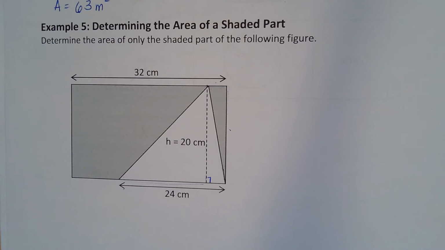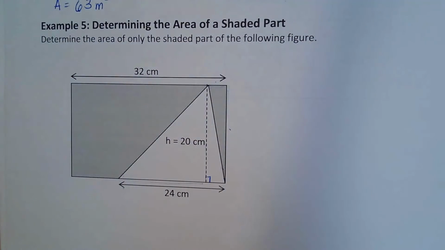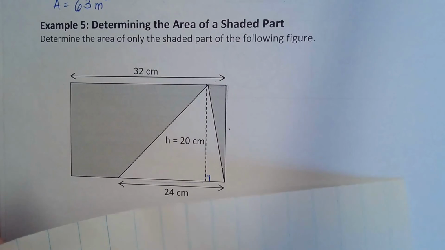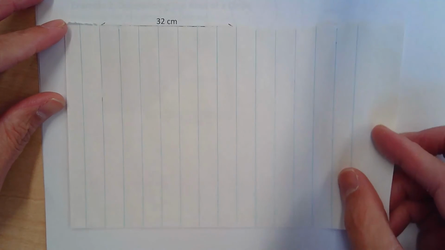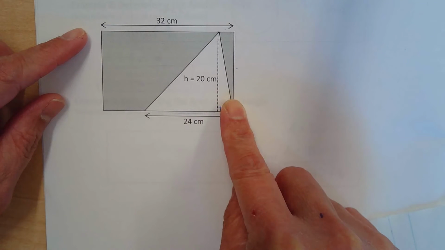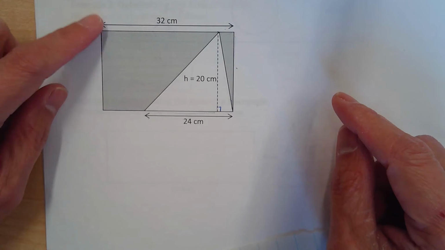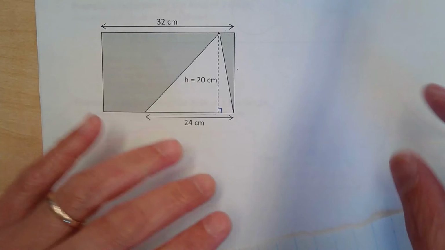Yeah, that's for that one. This is how I think about it. So starting off with the rectangle, kind of make it look like that. Starting off with the rectangle, I can figure out the area of the whole thing. Can we figure out the area of the whole thing? It'd be 32 times 20. Yeah, we can figure out the area of the whole thing.